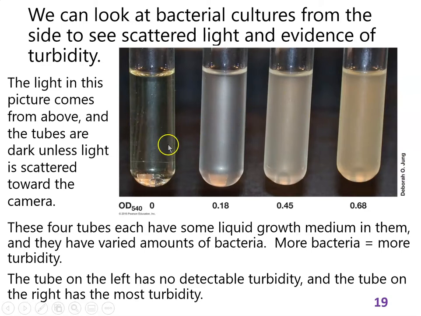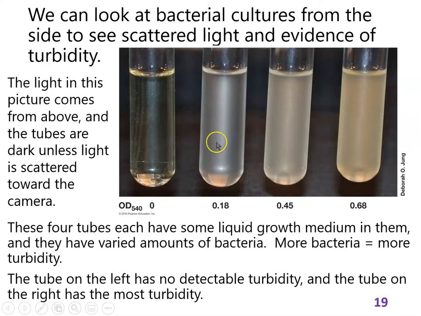So this test tube does not have any visible bacteria growing in it. So there aren't enough cells to scatter enough light that we can see with our eyes. But this one has enough cells that they scatter light that we can detect. And more cells, or higher and higher population size and cells per milliliter, makes it glow more and more until it starts to absorb the light.